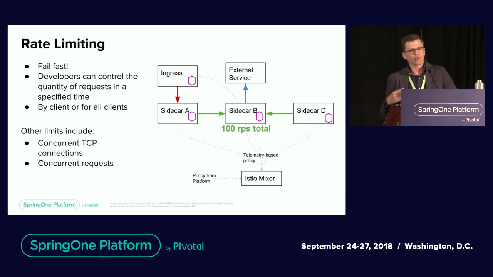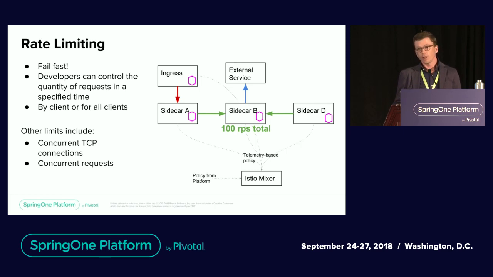Now, Mixer is one of the components that's receiving telemetry from all the proxies in the mesh. So Mixer actually has shared state for all traffic in the mesh. And when the proxy for Service B is receiving requests, it can call out to Mixer and say, should I accept that request? And it can get a response from Mixer that is informed by the requests that have been made by all clients in the mesh.